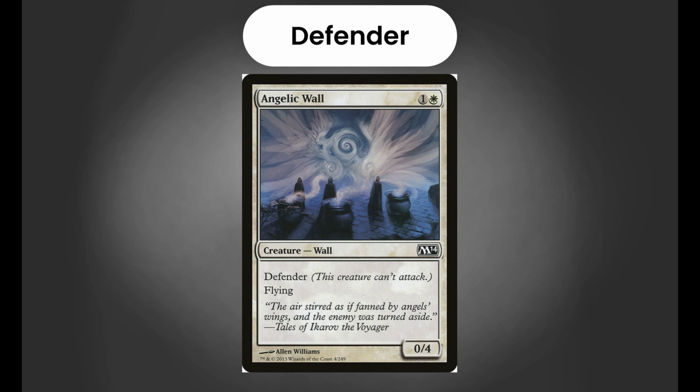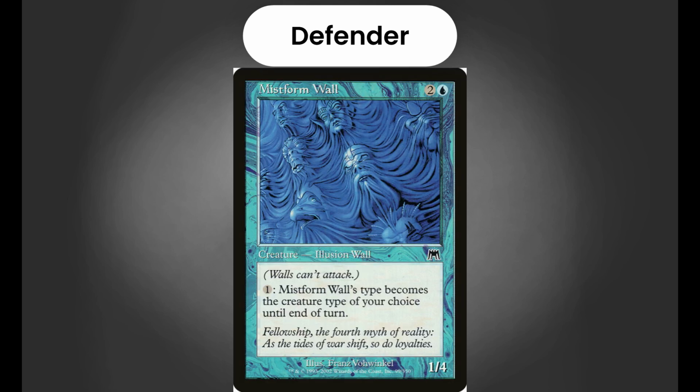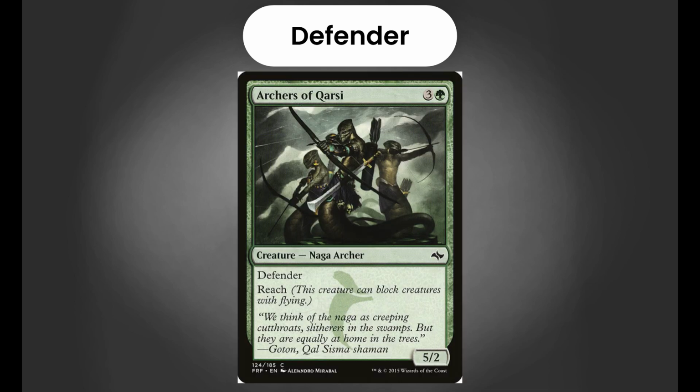Next up is the ability Defender, which simply means that the creature cannot attack. The keyword has been retroactively given to all creatures with the subtype Wall, as previously it was just a rule that all walls could not attack. However, they keyworded it in order to allow the ability to be given to non-wall creatures too.